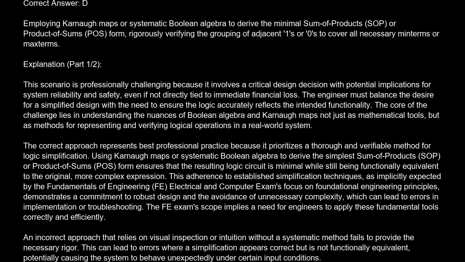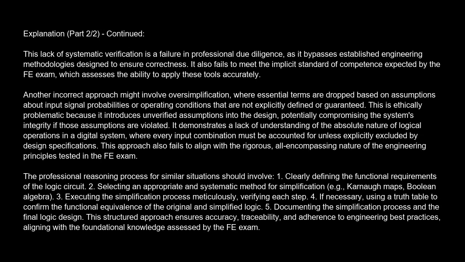The FE exam scope implies a need for engineers to apply these fundamental tools correctly and efficiently. An incorrect approach that relies on visual inspection or intuition without a systematic method fails to provide the necessary rigor. This can lead to errors where a simplification appears correct, but is not functionally equivalent, potentially causing the system to behave unexpectedly under certain input conditions. This lack of systematic verification is a failure in professional due diligence, as it bypasses established engineering methodologies designed to ensure correctness. It also fails to meet the implicit standard of competence expected by the FE exam, which assesses the ability to apply these tools accurately.